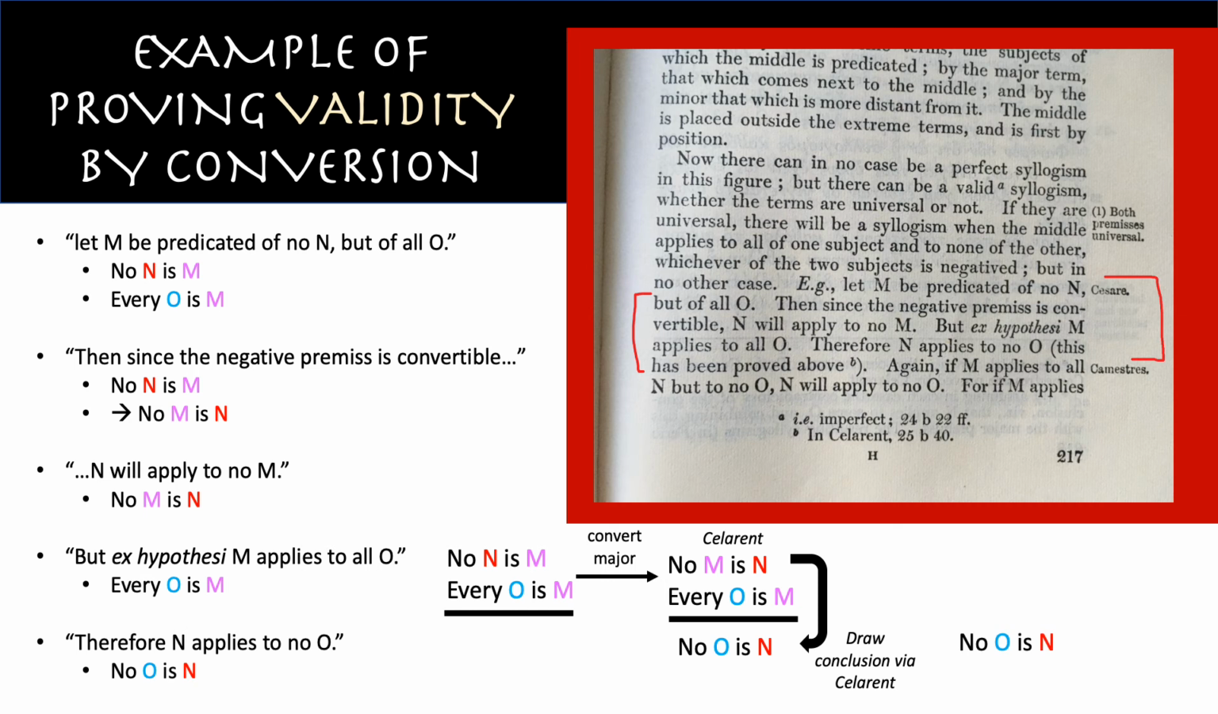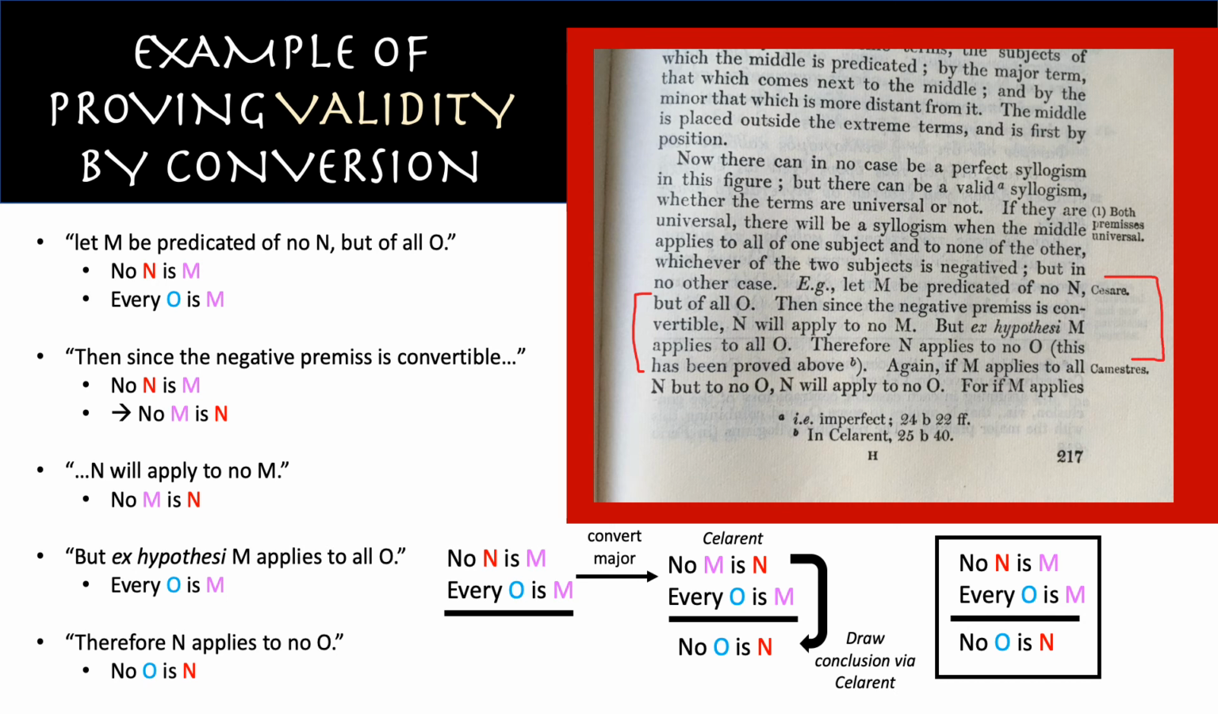Thus, through the two premises, no N is M and every O is M, we've been able to draw the conclusion no O is N. We had to do so by converting one of the premises to another premise that is entailed by that premise by itself, and then drawing a conclusion by means of one of the perfect syllogisms.